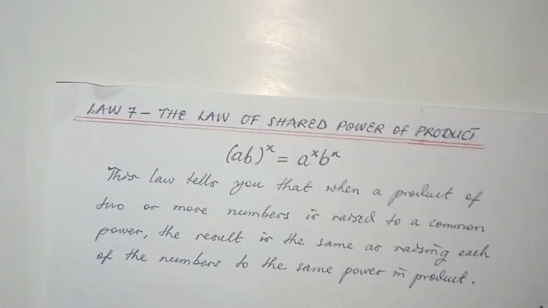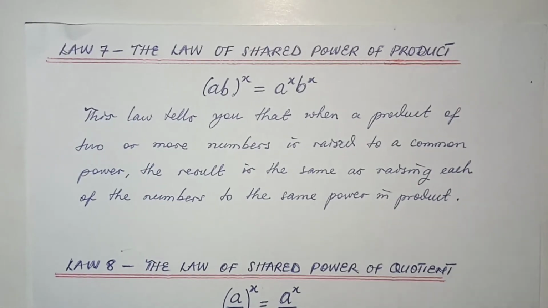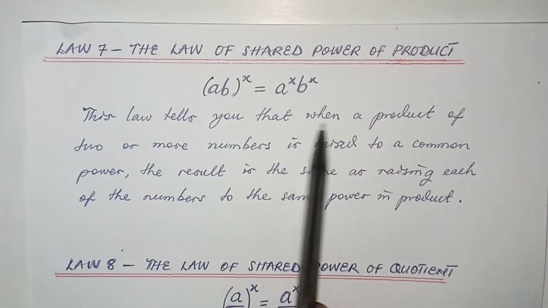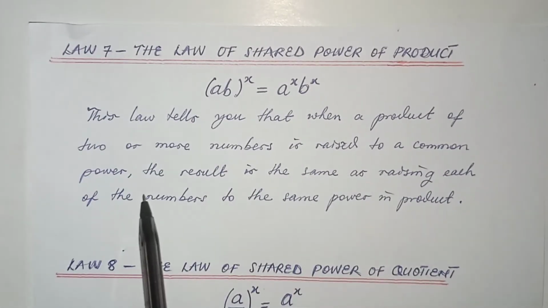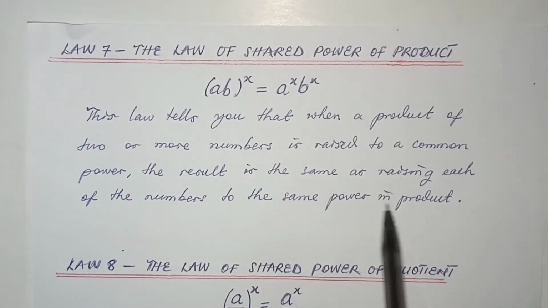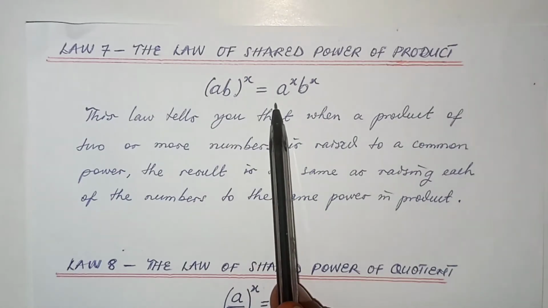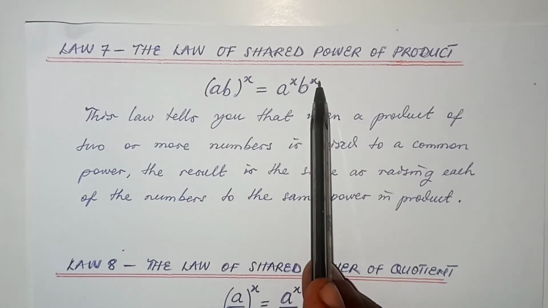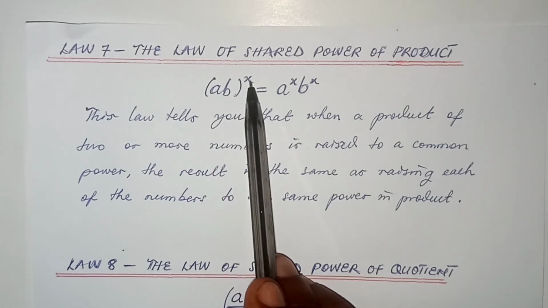So let us quickly go to law number 7. What does law number 7 say? We are going to call this law the law of shared power of products. So the law simply states that when a product of two or more numbers is raised to a common power, the result is the same as raising each of the numbers to the same power in product. So a times b raised to power x is equal to a raised to power x times b raised to power x, meaning that the two bases, though different, will share the power in product.